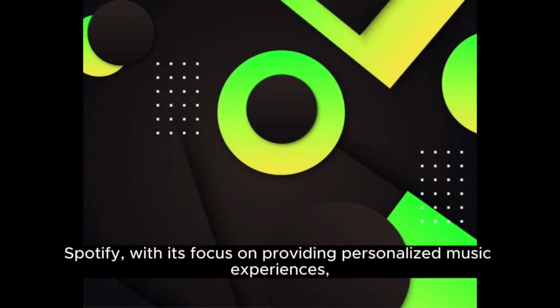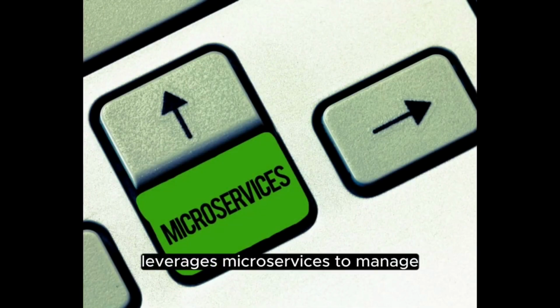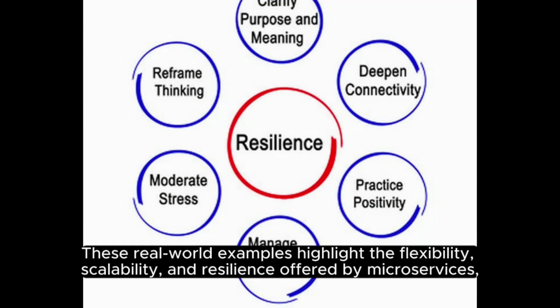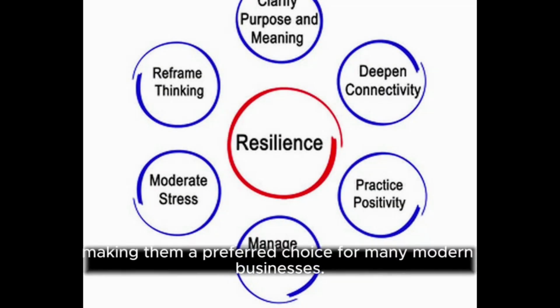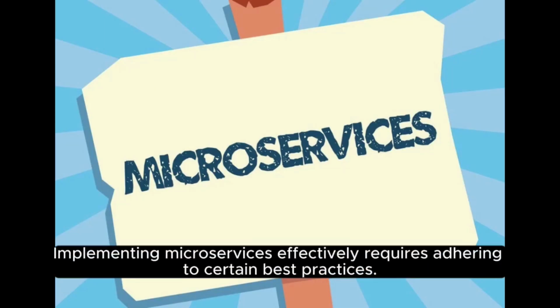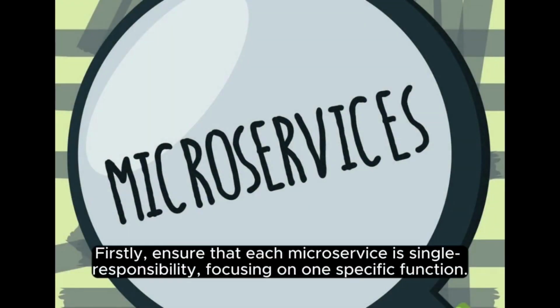Spotify, with its focus on providing personalized music experiences, leverages microservices to manage user preferences, playlists, and recommendations independently. These real-world examples highlight the flexibility, scalability, and resilience offered by microservices, making them a preferred choice for many modern businesses. Implementing microservices effectively requires adhering to certain best practices. Firstly, ensure that each microservice is single responsibility, focusing on one specific function.